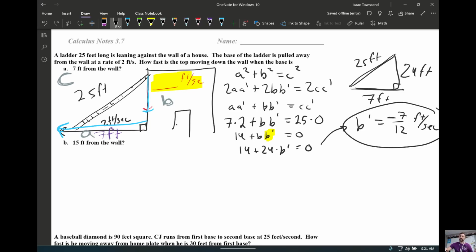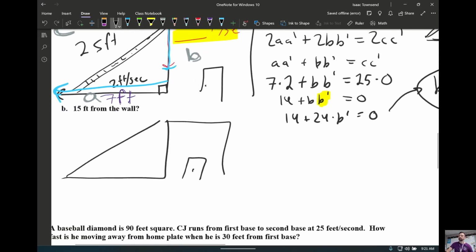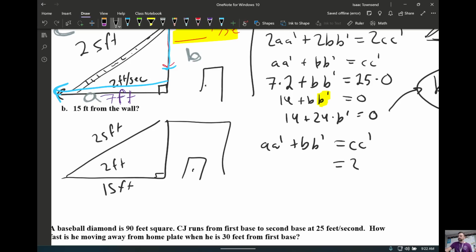Okay, so if we changed it to 15 feet from the wall, notice, you still should do a picture. You still have a right triangle. You can still do the derivative. I'm skipping some of this because we're just changing one number. The only thing I'm changing is that this is 15 feet from the wall. But C is the ladder. It's still 25. The ladder's length is still not changing. If I call this A, they're now changing it to be 15 instead of 7 like the last question. A prime is still 2 feet per second.